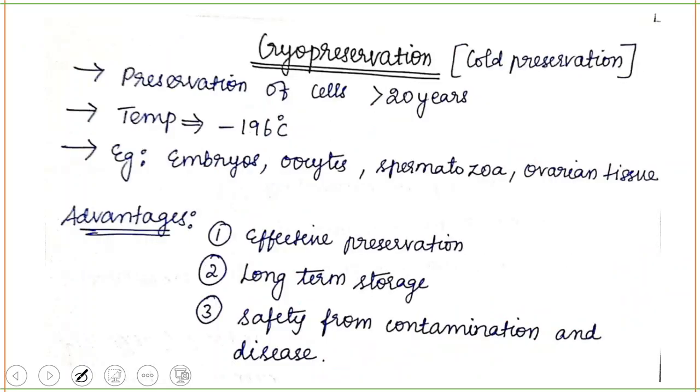So cryopreservation means cold preservation. Cryo means cold, preservation means storage for a very long period of time. Cryopreservation can be done to store the cells for more than 20 years also. The temperature will be minus 190 degrees Celsius, and the most important cryoprotectant will be liquid nitrogen. Examples: embryos, oocytes, spermatozoa, ovarian tissues can be preserved with the cryopreservation technique.